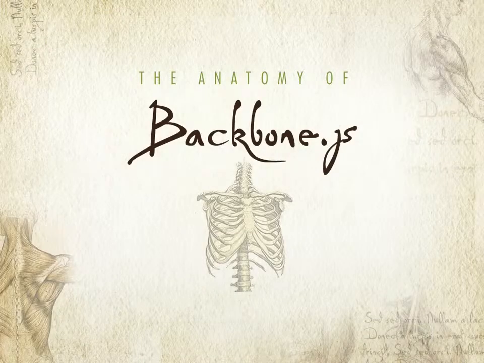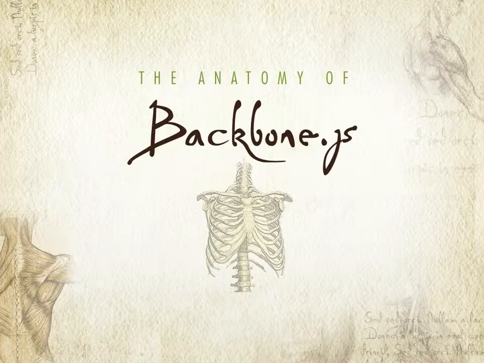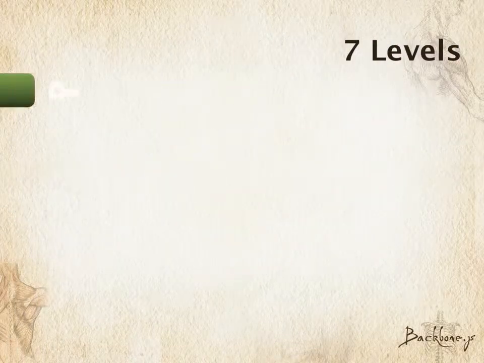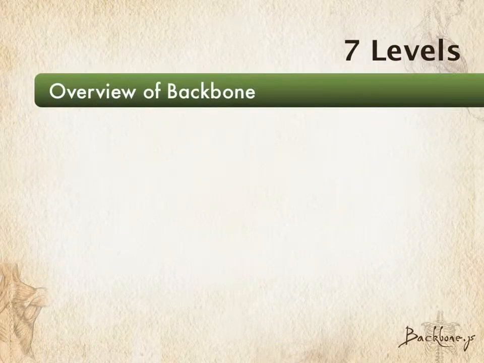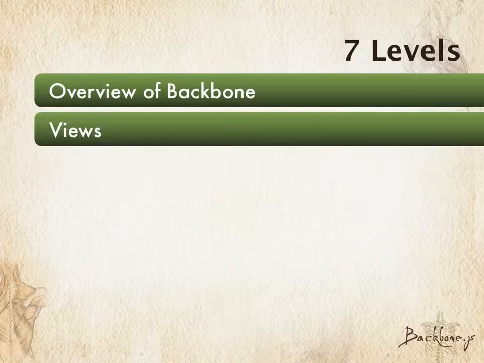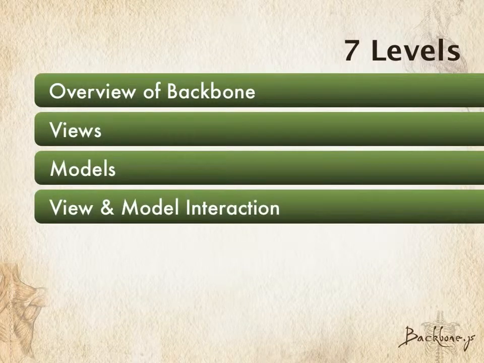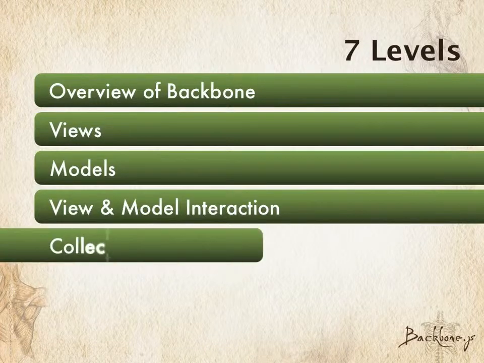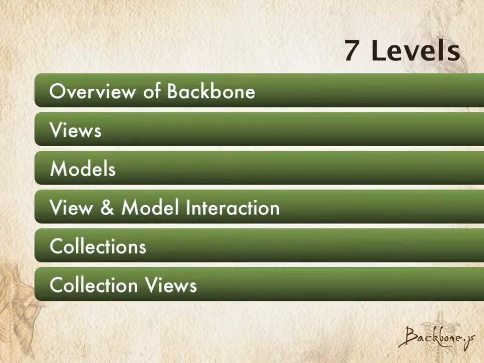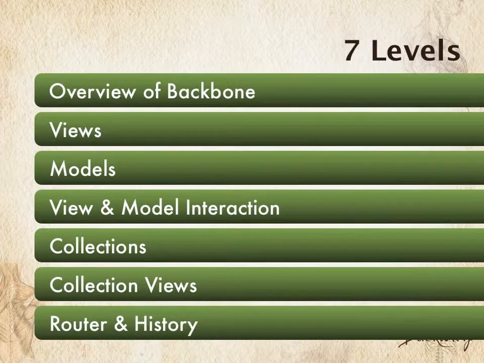In this new course, we'll show you how to build a dynamic web application using Backbone.js. To get started, we'll do a quick overview of Backbone in the first level, and then take a closer look at views, models, and how they work together to represent your data on the client side. After that, we'll delve into collections and collection views to be able to work with multiple items. And finally, we'll cover the 2 most powerful features of Backbone, its router and history APIs.